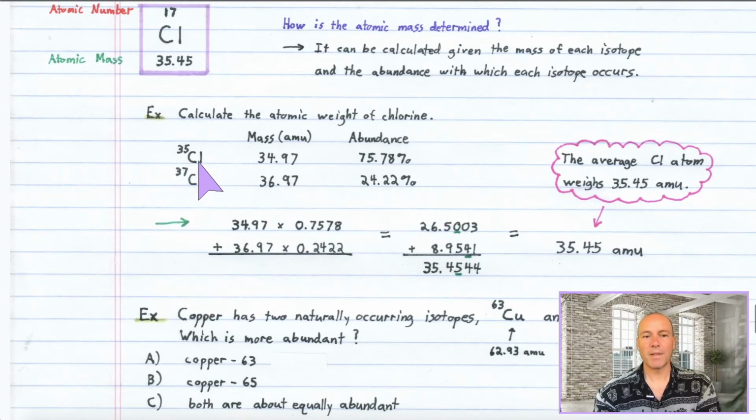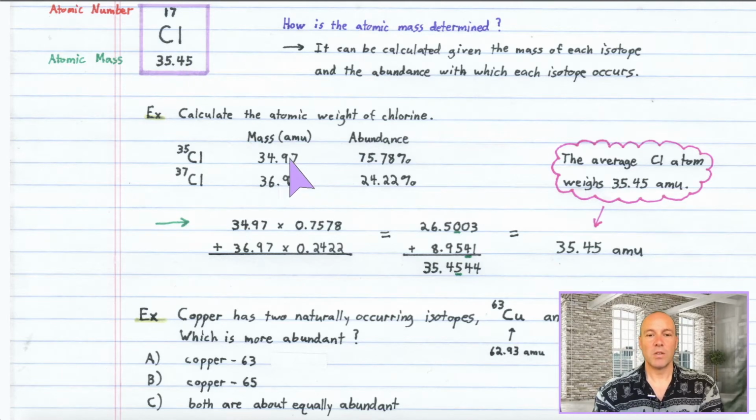The 35 isotope weighs more precisely 34.97 atomic mass units. Remember, the mass is always going to be pretty close to the mass number. And the 37 isotope weighs about 37, more precisely 36.97. Now the abundance, to a little bit more precision, is 75.78% and 24.22%. So given this information, we can calculate that atomic mass.